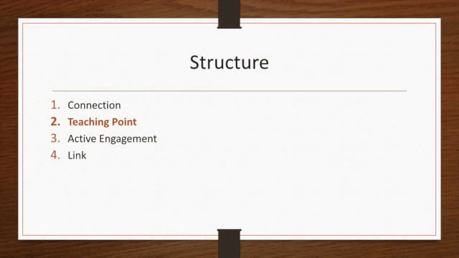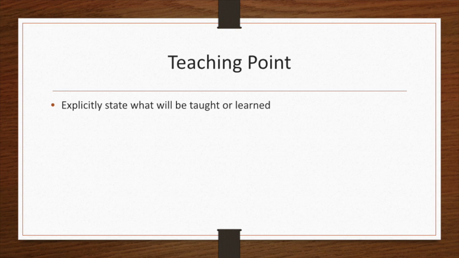The second part of a mini lesson is the teaching point. The teaching point is an explicit statement about what the teacher will teach. By stating a teaching point, the teacher makes clear what the objective or purpose is. Let's return to the video.